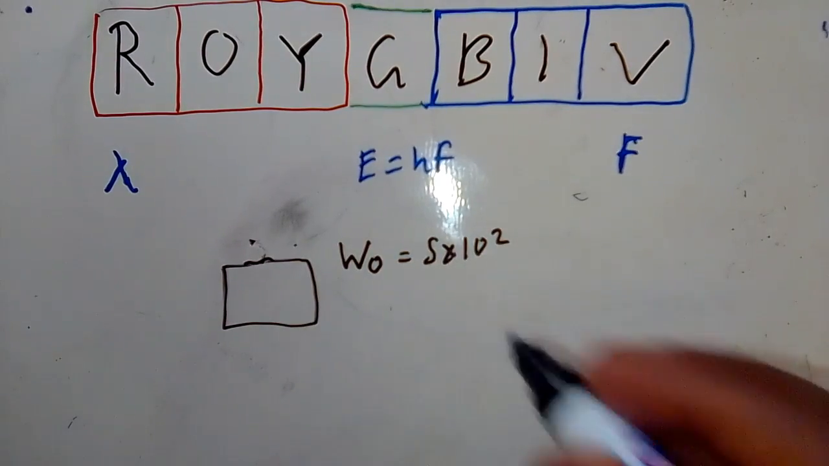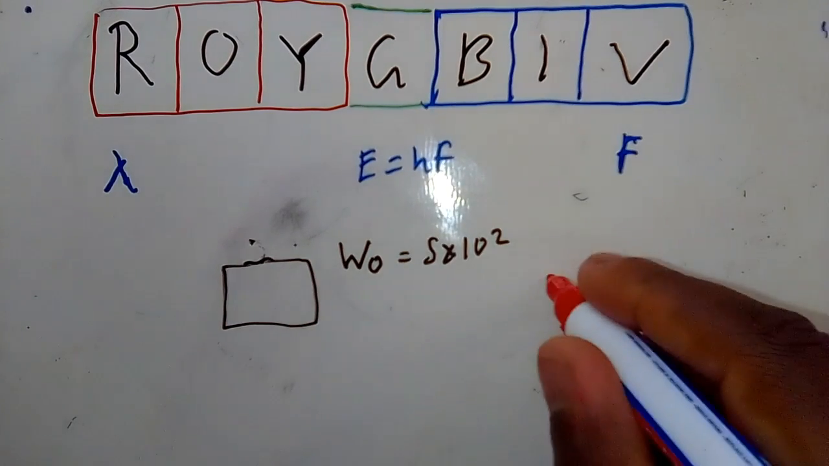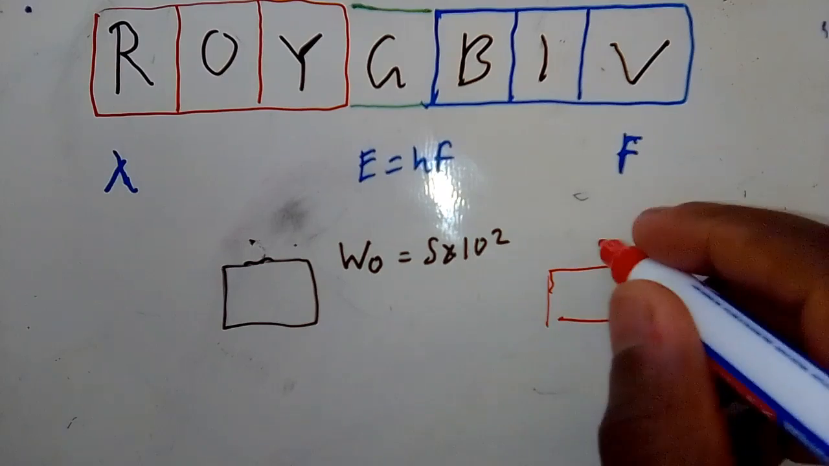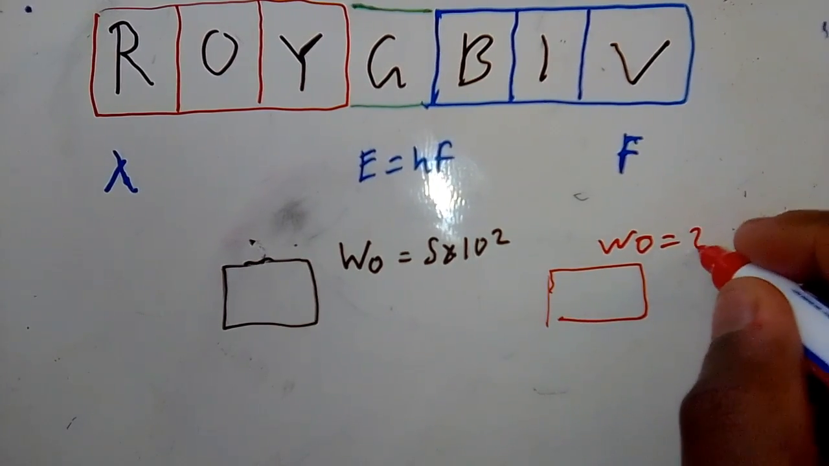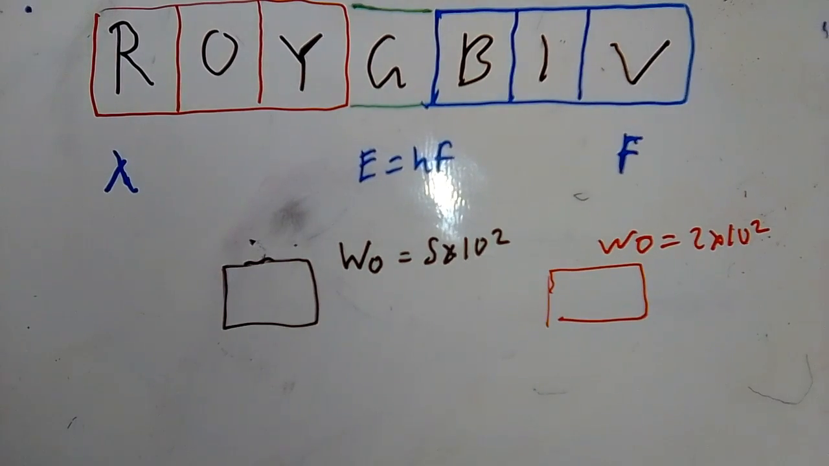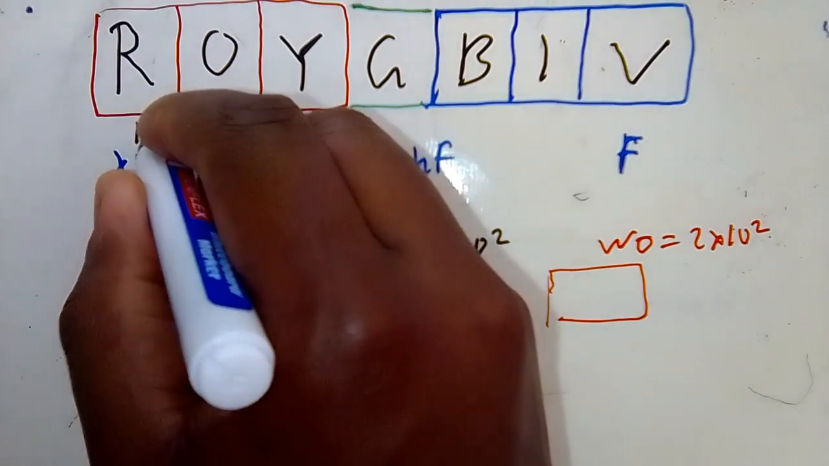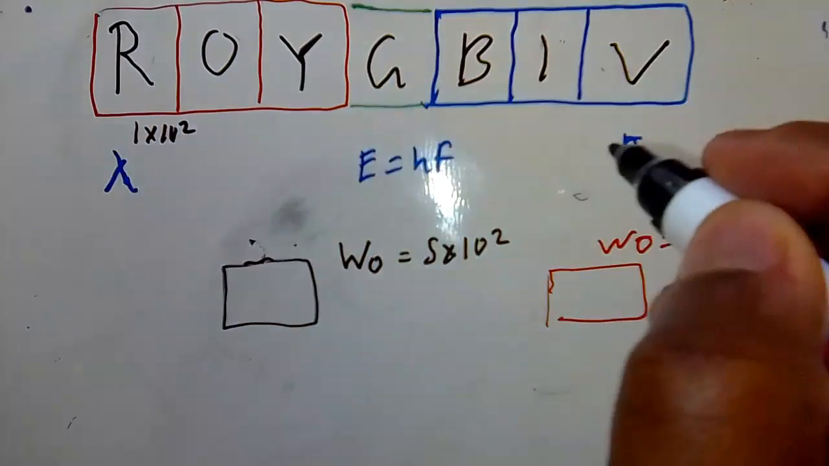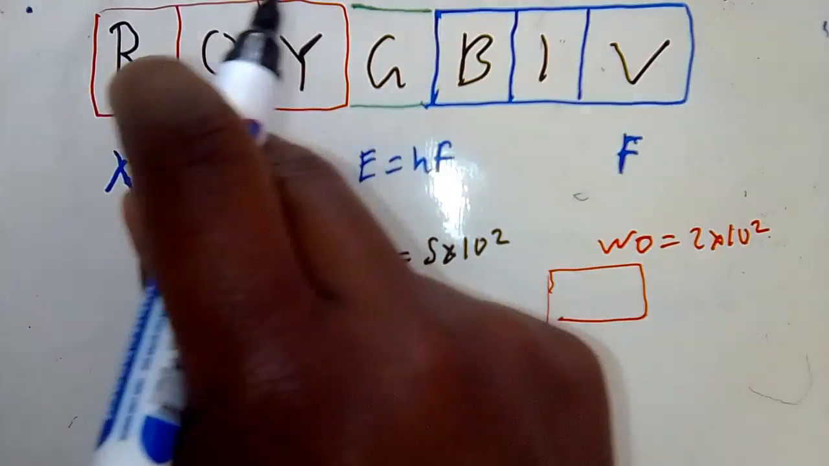And let's say this other metal has got a work function of 2 times 10 to the power of 2, right? So let's just create fake energy levels for this light. It's not realistic, right? It's just an example. Let's say the energy level of this light is 1 times 10 to the power of 2, and let's say this one is 2 times 10 to the power of 2, right?